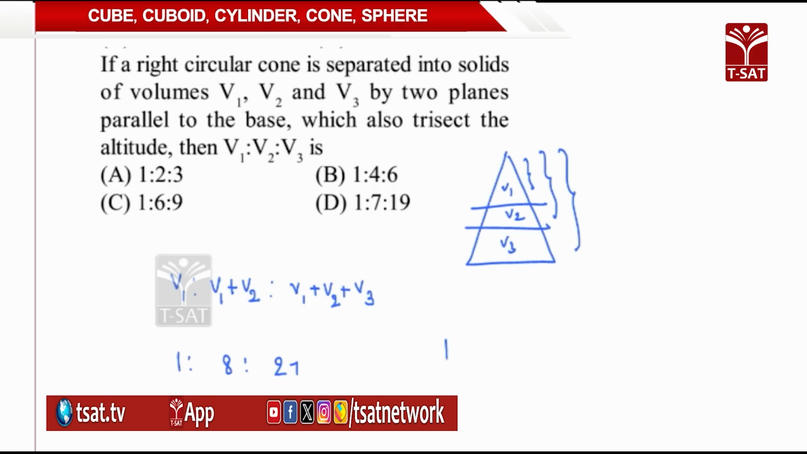Therefore, V1 is 1. Out of V1 plus V2, which is 8, you take out 1, therefore it is 7. V1 plus V2 plus V3 is 27, out of this you take out 8, therefore it is 19. I told you whether you take V1 or V1 plus V2 or V1 plus V2 plus V3, it should be a cube number. So by looking at the options, you can answer it. Option D.